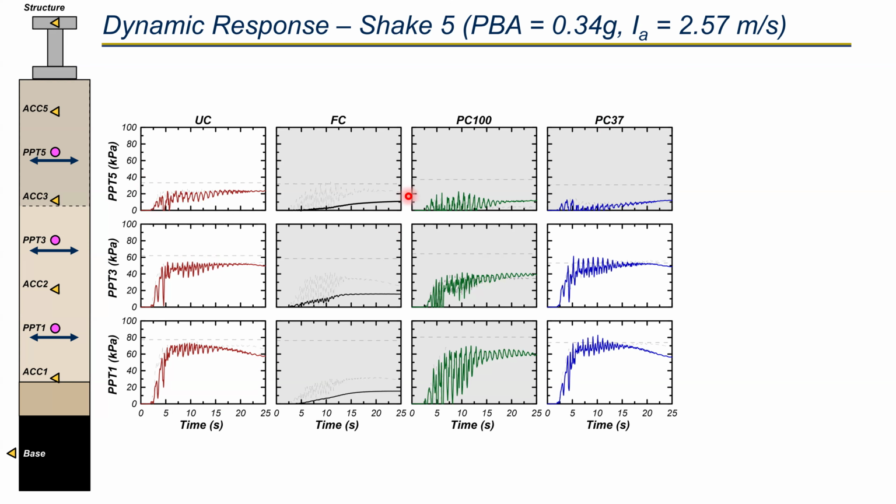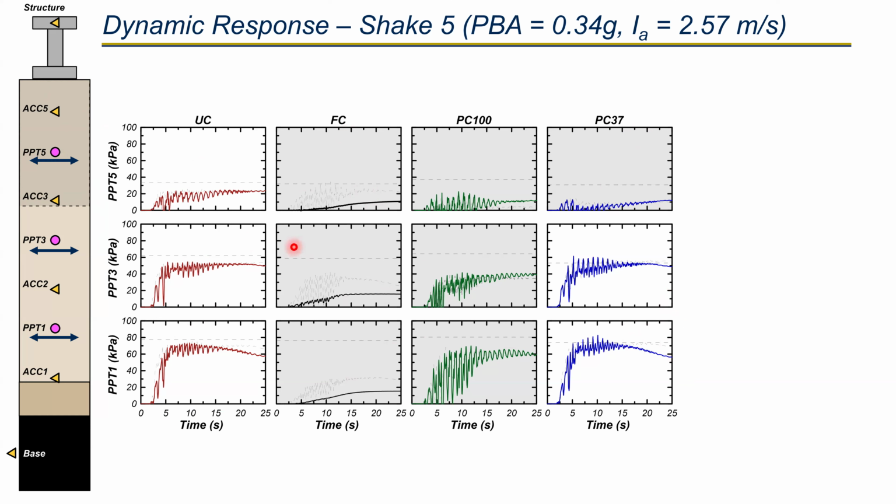And those are for the other cases. The gray background indicates the sensor embedded in the MICP block. For the uncemented one, there was no MICP treatment, so all the sensors are in the uncemented zone, and they all have a white background. But if you look at the fully cemented case, all the sensors were embedded inside the MICP block, so I just put the gray background. And for PC37, only the PPT5 was in the MICP block, and PPT3 and PPT1 are in the loose sand, so they have a white background.